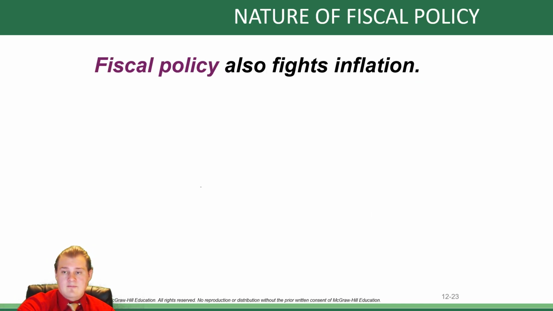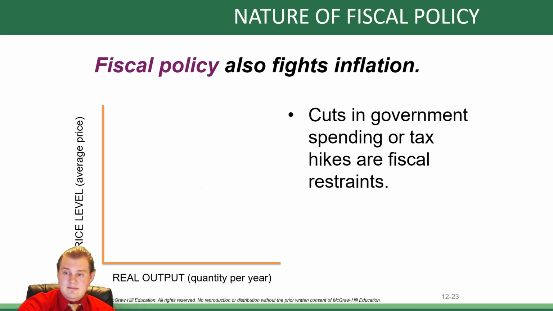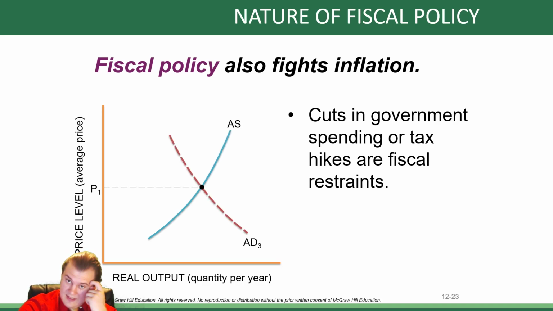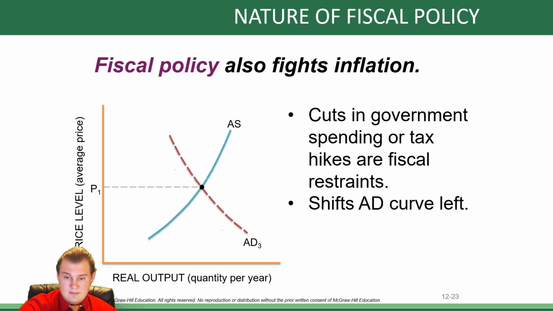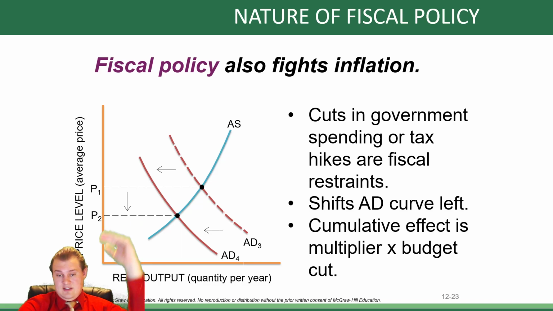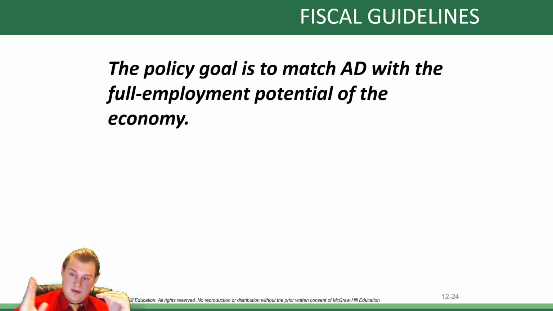Fiscal policy also fights inflation. So if inflation's the issue, you can just move things backwards. You can cut government spending, or you can increase taxes, and it'll do the exact opposite. You just move in reverse. So you can shift the AD curve left, and when you shift it left, prices will go down, and also the amount we produce will go down. Again, they've said this several times, that the goal is to match it with full employment, not get too far to the left, and try to get people to an unemployment rate of about 3%.